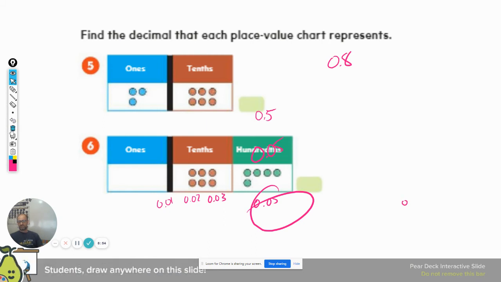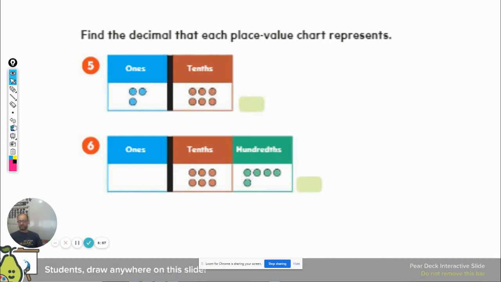Do this, pause me. All right, good, you got this one figured out. 3 and 6/10, 65 thousandths.